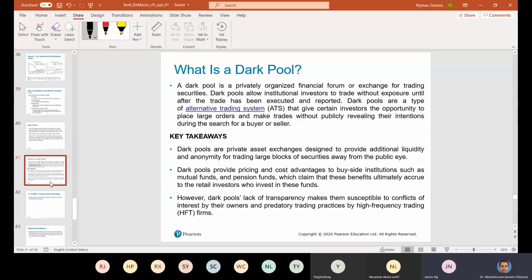However, dark pools' lack of transparency makes them susceptible to conflicts of interest by their owners and predatory trading practices by high-frequency trading. There are pros and cons to this way of trading shares, which is called dark pool.